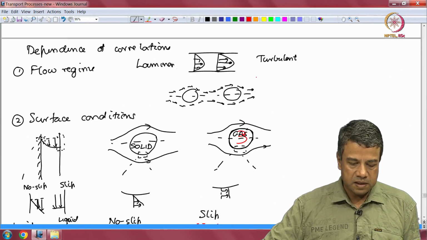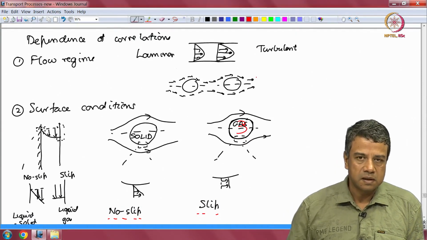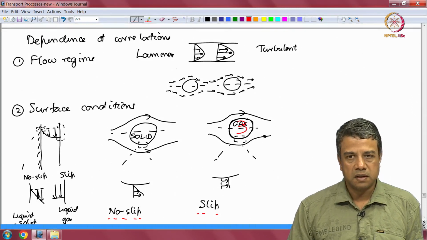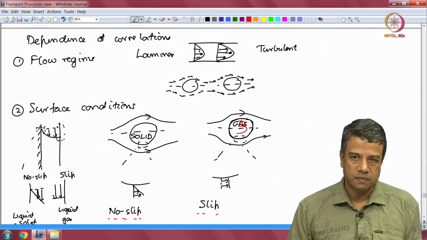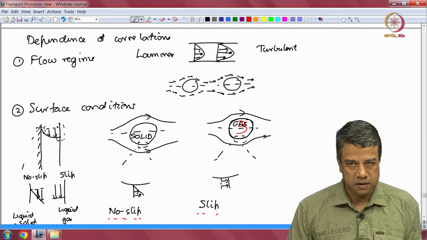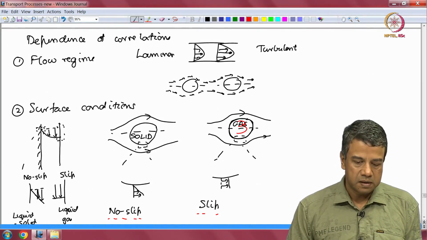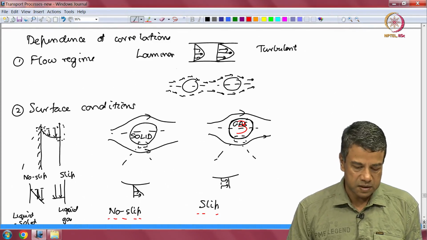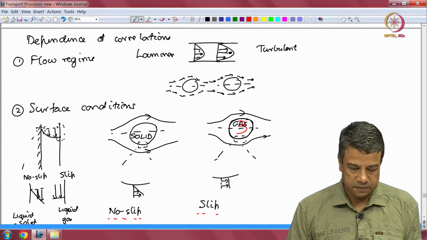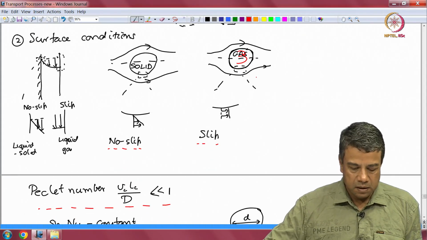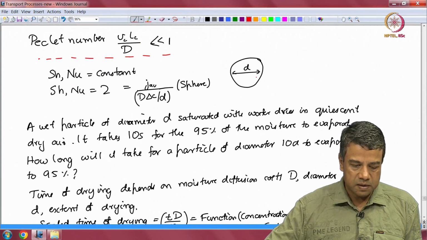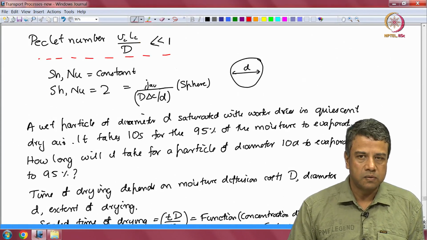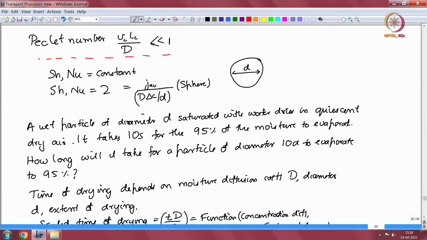I discussed some general considerations. One is laminar and turbulent flows. These have very different characteristics, as we had seen earlier in our discussion of pipe flows and flows around a particle. The correlations will be different in these two cases, and the surface conditions. Now, when the Peclet number is small compared to 1, there are two regimes. Of course, you can consider limits. One is where the Peclet number is small, and the other is where the Peclet number is large.